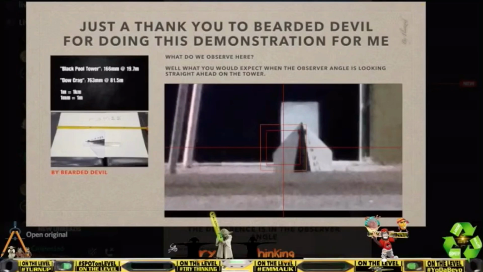Yeah, what do we observe here? Well, what would you expect when you see the observer angle looking straight ahead on the tower? If you look at the eye level from the camera, this is what I was trying to explain earlier. It's not low enough. You see the level is how high with the Blackpool Tower. So the relationship between the tower and Dow Craig in the back of the mountain would be as expected because you're seeing it at a level height. So the angular size would be as it should be.